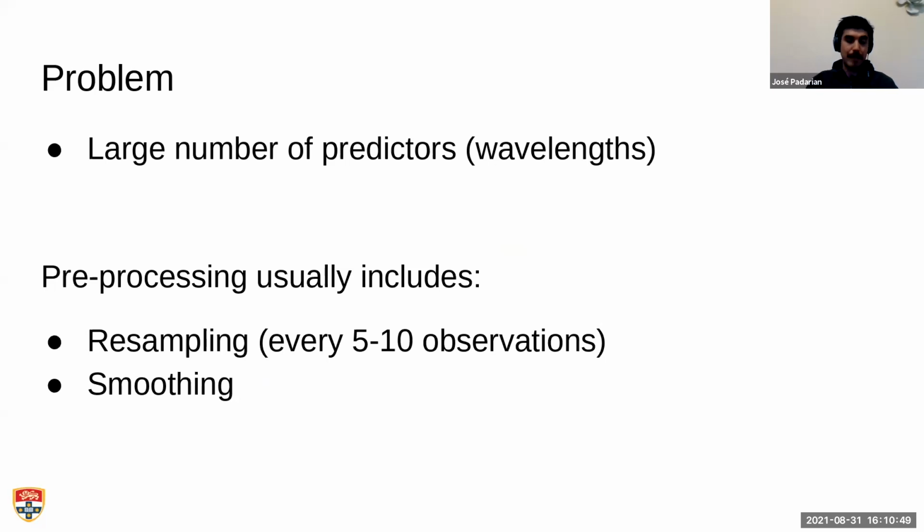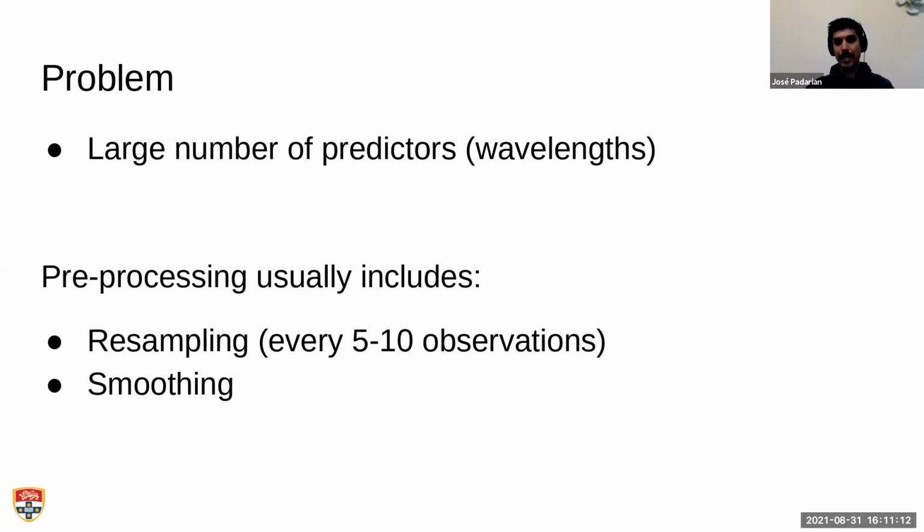So usually during the pre-processing of this data, there's a few things that people do, like resampling or taking a few observations, like every 5-10 observations, and smoothing, for instance, to try to, well, reduce the amount of data and reduce the noise.